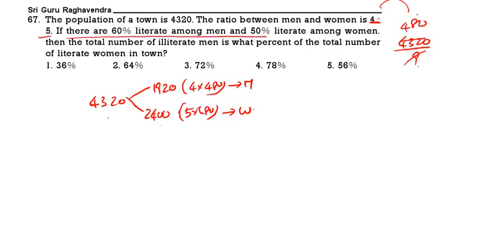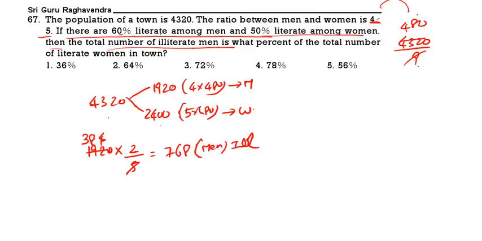If there are 60% literate among men and 50% literate among women, find the illiterate men. So first illiterate men, 1920 are the total men. 60% are literate means 40% are illiterate. 40% means 2 by 5 are illiterate. So 5 3s, 5 8s, 5 4s, 384. 384 into 2, that is 768 men are illiterate.